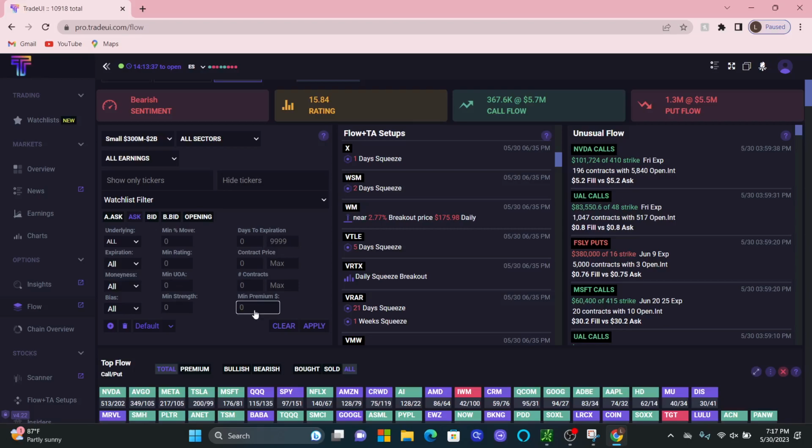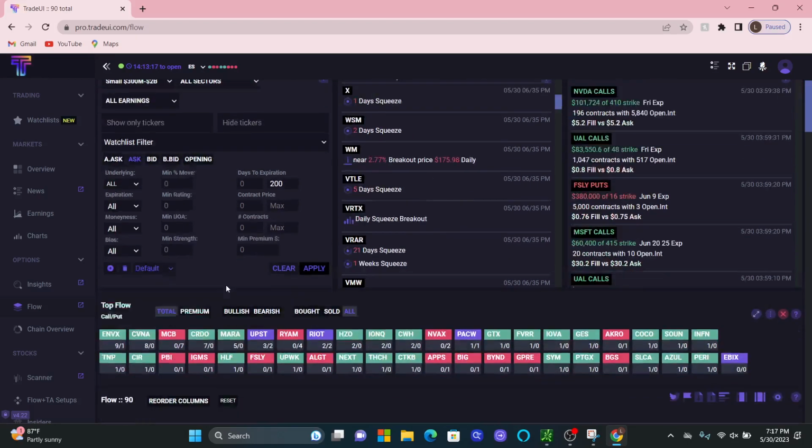I'm not going to do a minimum premium. I'll see what's going on altogether. Days till expiration, I want to say 200 days till expiration, because just having this filter here and this filter here is going to thin down a lot of the fluff that you would see over here. Really, small cap stocks do not get much option activity compared to large cap or mega cap. So this really thinned down our list to see what's going on.